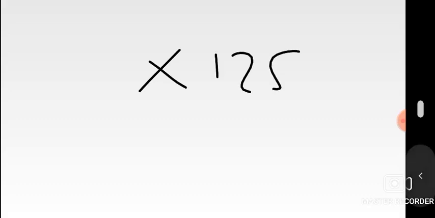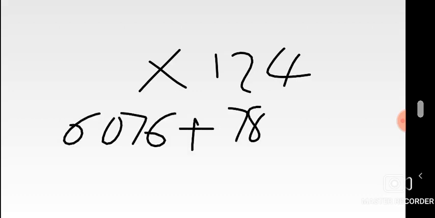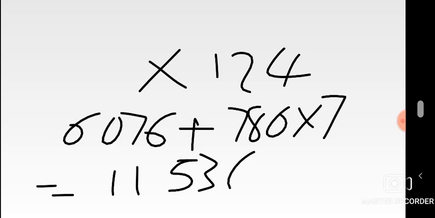Job X124 calculation on labor is as follows. We have that 6,076 from the other month end plus the 780 hours times 7 kwacha per hour. Total 11,536 as the labor cost for job X124. Let's take note of that.